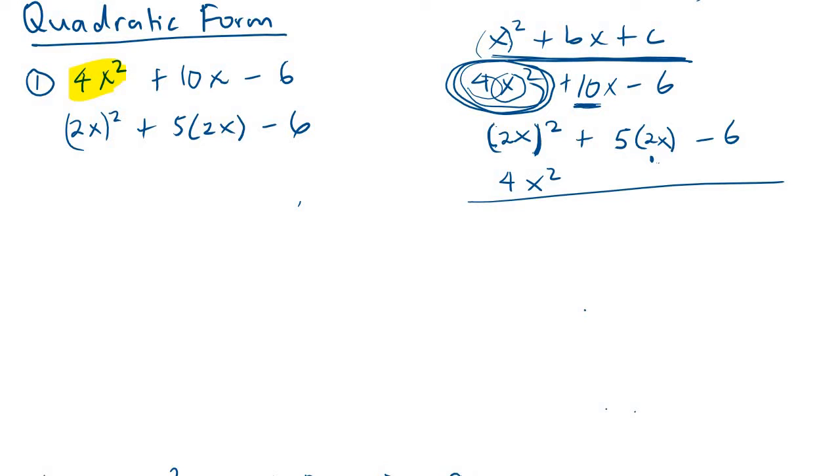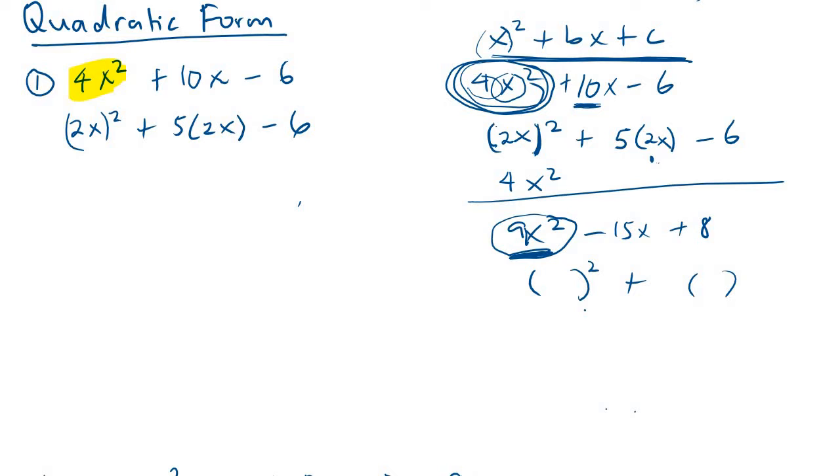Let's say I have another one like 9x squared at the beginning. I know that this is going to be a quadratic form because that's a flag for me. If I have a perfect square at the beginning, I know that's going to be a quadratic form. So it's going to look something like this, squared, and then plus something with the same thing here. Let's just make something up: minus 15x plus 8.